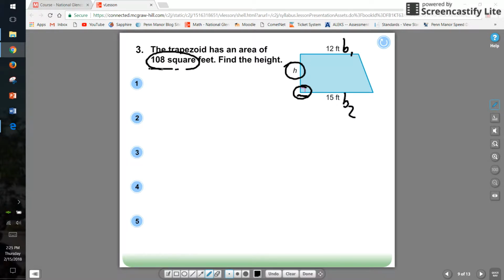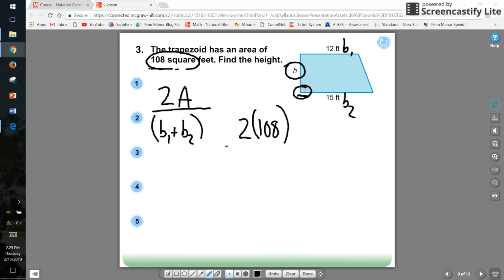Okay. To find the height, here's the formula. We're going to take 2 times the area, and we're going to divide that by the sum of B1 plus B2. There's our formula. So let's plug some numbers into what we know. We know 2, and we know the area is 108, and we're going to divide that by, well, in this case, 12 plus 15. Outstanding. Let's see, where's my calculator?